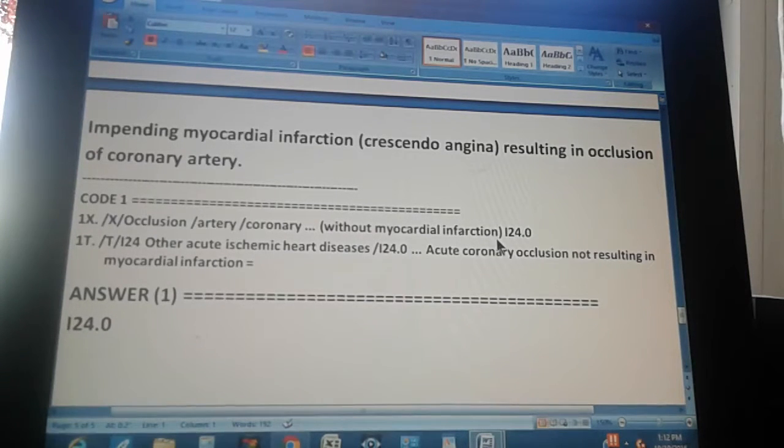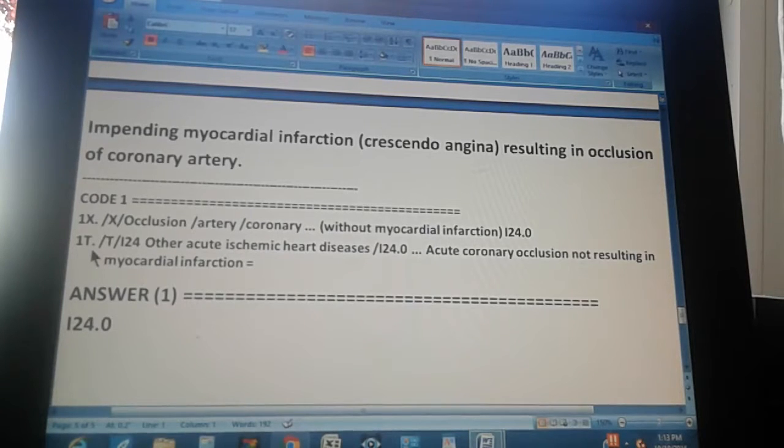It goes on, but it also says without myocardial infarction. Remember that in the tips we told you, impending means it hasn't happened yet. It might happen in the future, but it hasn't happened yet. So this is without myocardial infarction. If it hasn't happened, we can't code it. We only code things that have happened. So the code that we get is I-24.0. Okay, we're going to check this code in the tabular.